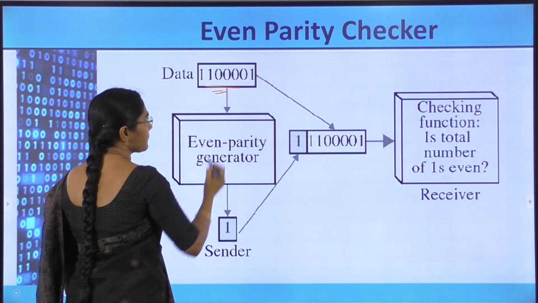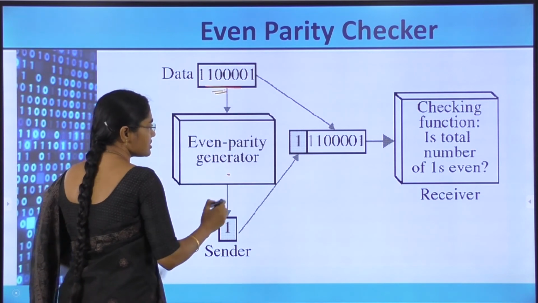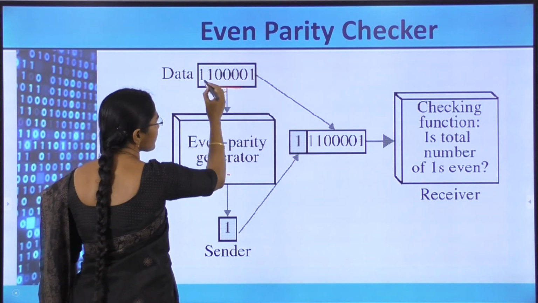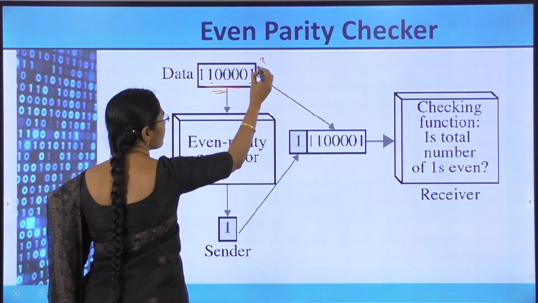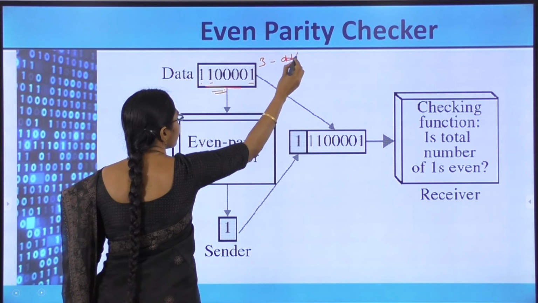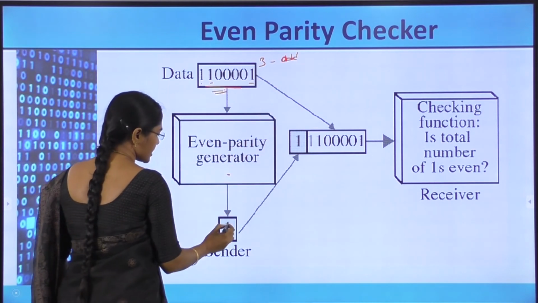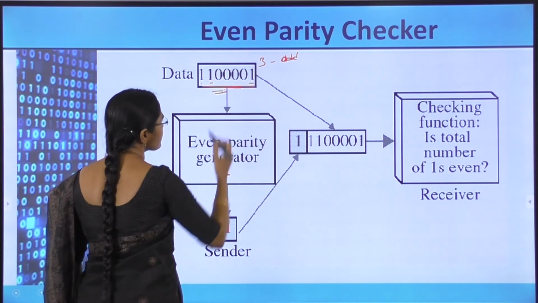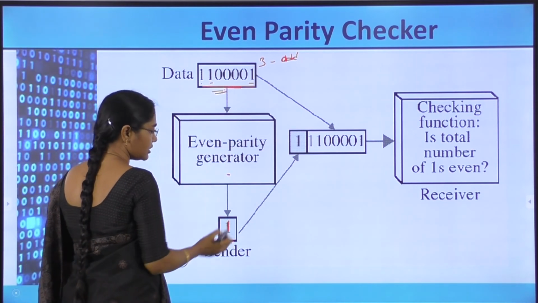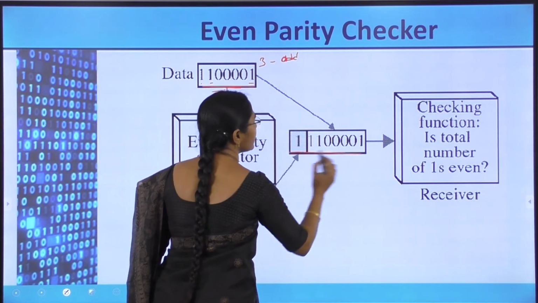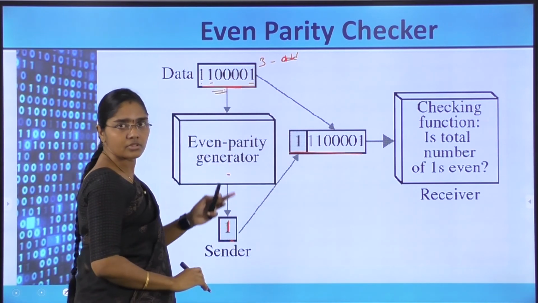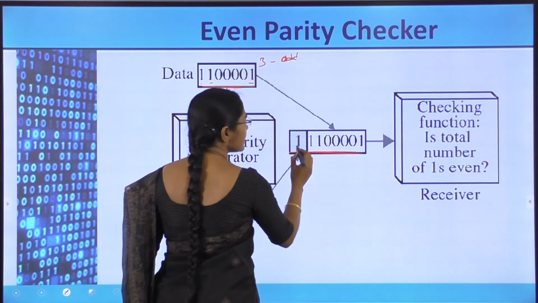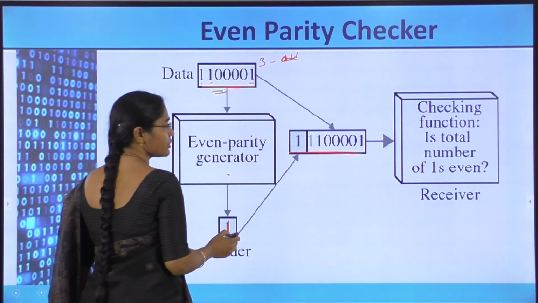Taking the data, generating the even parity for this using the even parity generator, that is 11401. Since it has 3 ones, which is odd, the even parity generator produces a parity bit of 1. Now, combining these bits with the parity bit, the total will be sent in the channel. Therefore the total bits are 111, 4 zeros and 1.